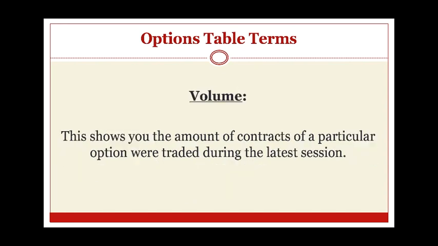Now, the final term you really need is the volume. And just like anything else, it's just going to show you the amount of trading. Now, for options, it's just showing you the amount of contracts for a particular option that was traded during the latest session. So it's not going to go back a huge time frame. It's just the latest session of trading.